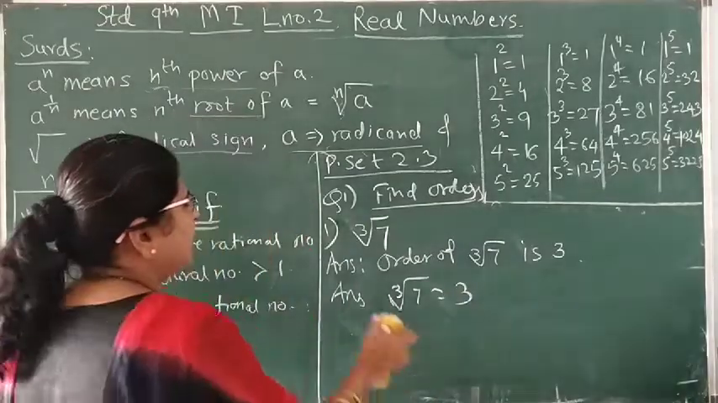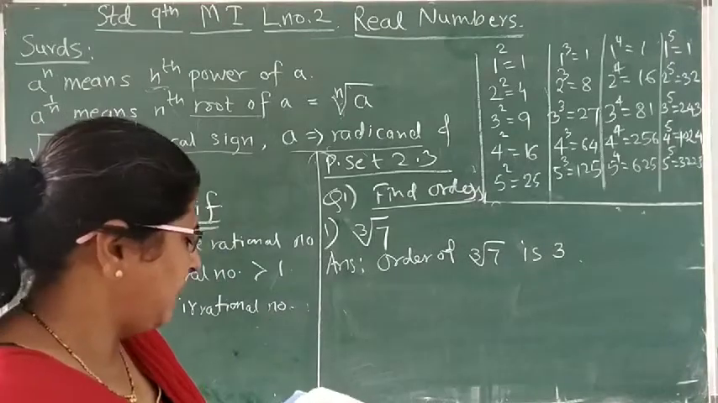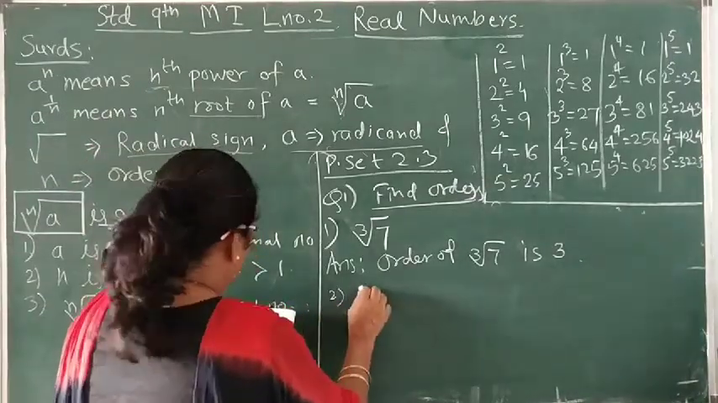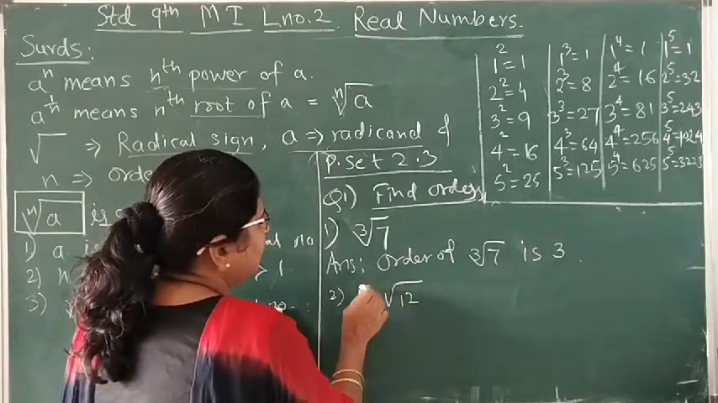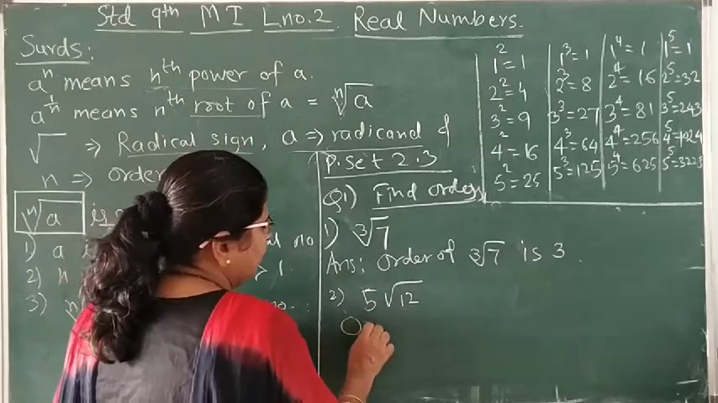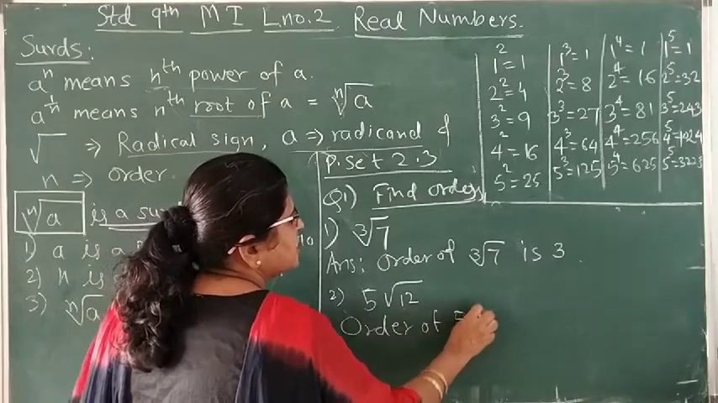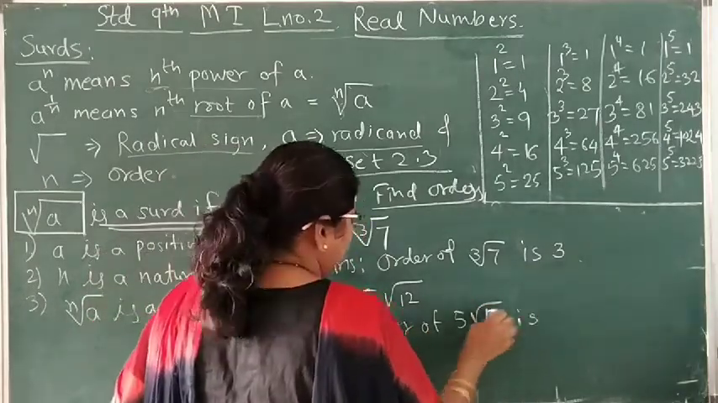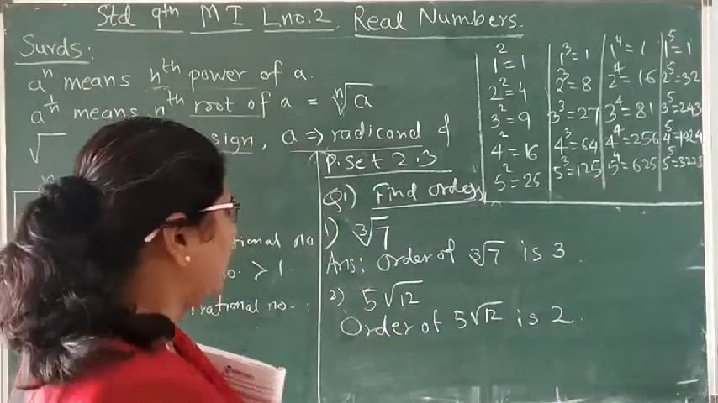So the answer should not be written in this way, but you should write in the statement that the order of this surd is 3. Like that we have to write the answer. For example, the second one, here it is 5 square root of 12. Here 5 is rational and square root of 12 is irrational. So here the answer is going to be the order of 5 square root of 12. Here nothing is written. It means the order is 2. So like this you have to write the answer.